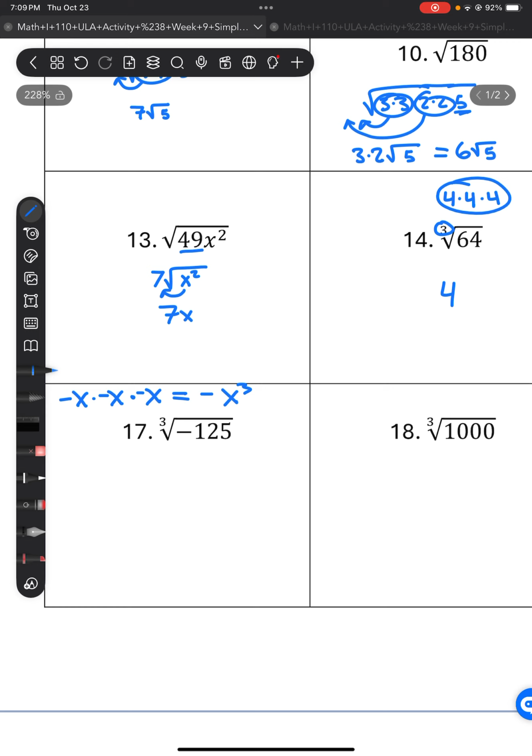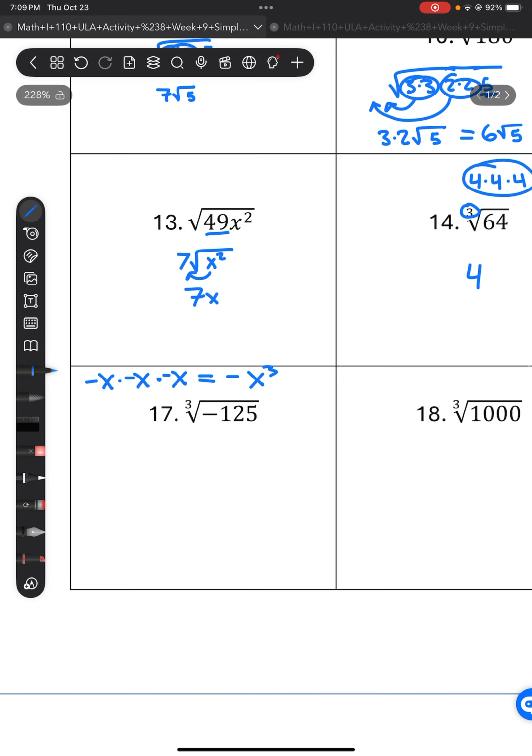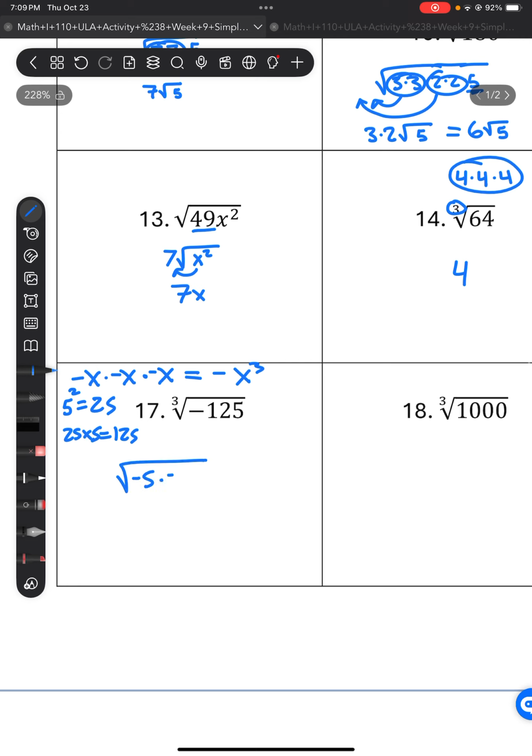So moving on from here, I kind of want to take out what I kind of already know. I do know, right? I do know that 5 squared is 25. Now I'm going to take a guess here. 25 times 5 is 125, right? So I can make this negative 5 times negative 5 times negative 5, right? Remember, we're going to make it negative because it's a negative 125. So from there, I found my group of 3. I'm taking it out. I'm left with just negative 5.